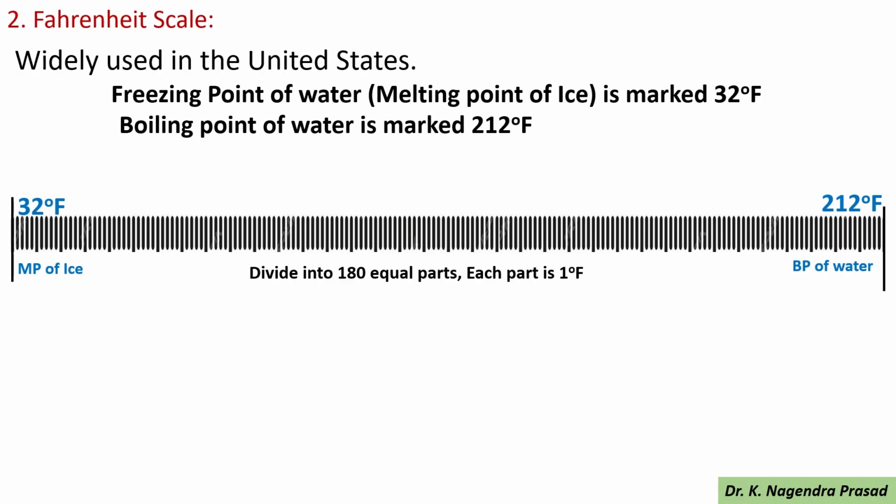Here observe the melting point of ice, or freezing point of water, is marked at 32 degree Fahrenheit and the boiling point of water is marked at 212 degree Fahrenheit. So the difference between the melting point of ice and the boiling point of water is 180 degree Fahrenheit. The scale is divided into 180 equal parts and each part is 1 degree Fahrenheit.